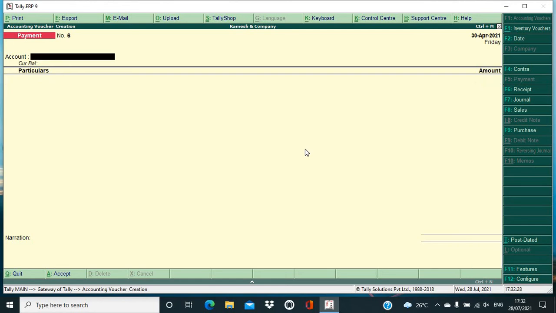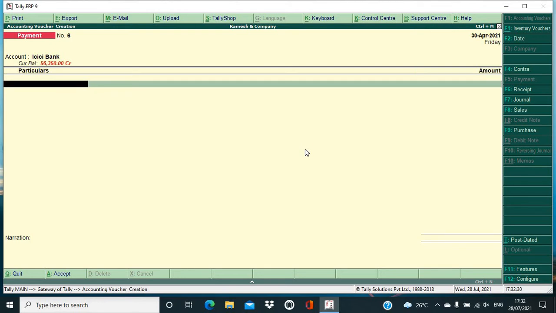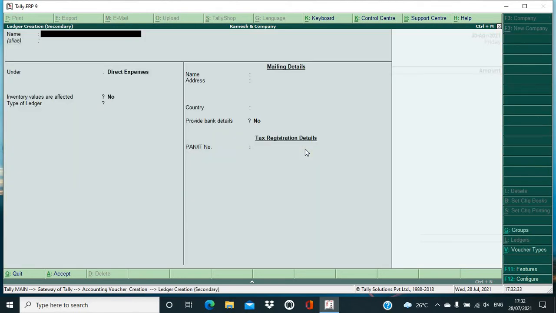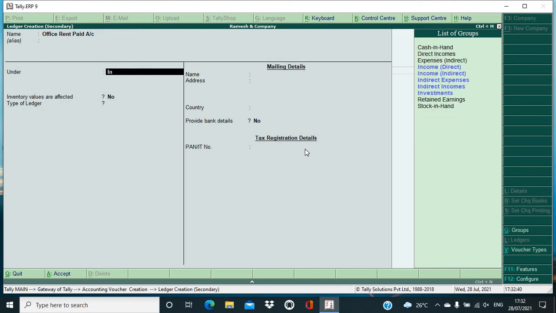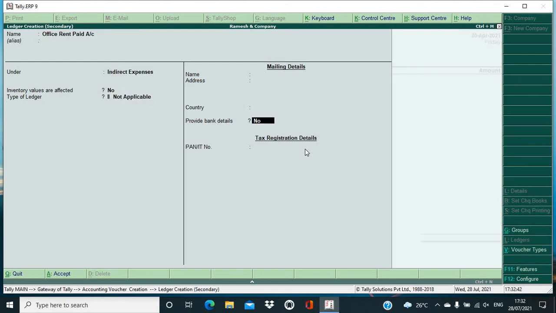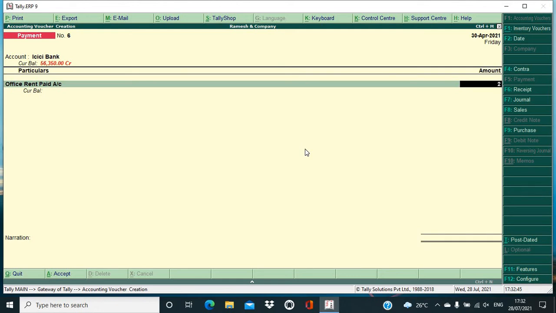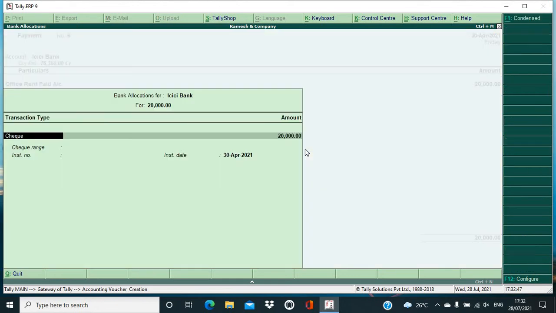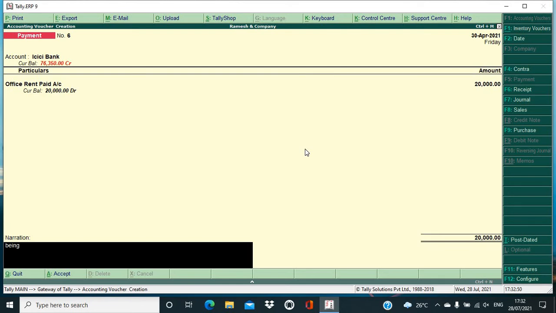Okay, now another transaction where again you're paying rent by bank, but that rent is for your office. Create the ledger as office rent paid account. Group it under indirect expense. Suppose you are paying 20,000, being office rent paid for the month of April.